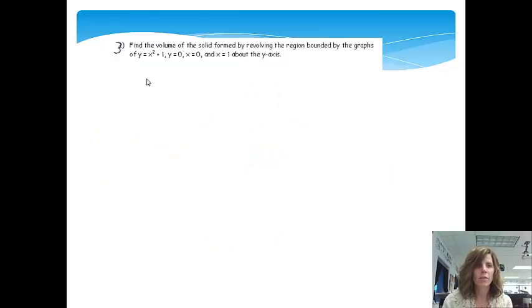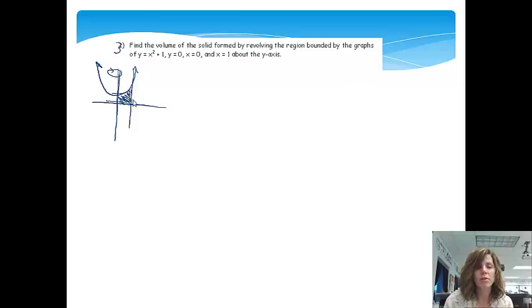Okay, problem 3. Find the volume of the solid formed by revolving the region bounded by the graphs of y equals x squared plus 1, y equals 0, x equals 0, and x equals 1 about the y-axis. So first thing again we want to do is draw our picture. Y equals x squared plus 1 looks like that. Y equals 0 goes this way, x equals 0 goes this way, and x equals 1 goes this way.